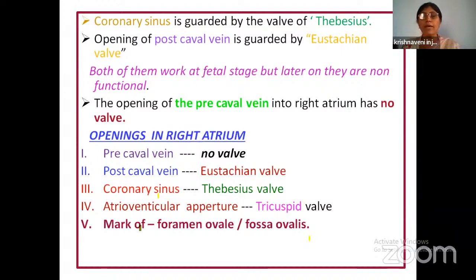Mark of foramen ovale, or fossa ovalis patch, we can see the fossa ovalis. And what else can we find in the right atrium? Are there any more? Yes, one more is there. That is, it has the SA node and AV node. About the SA node and AV node, we will discuss later. But the SA node and AV node can also be found in the right atrium.